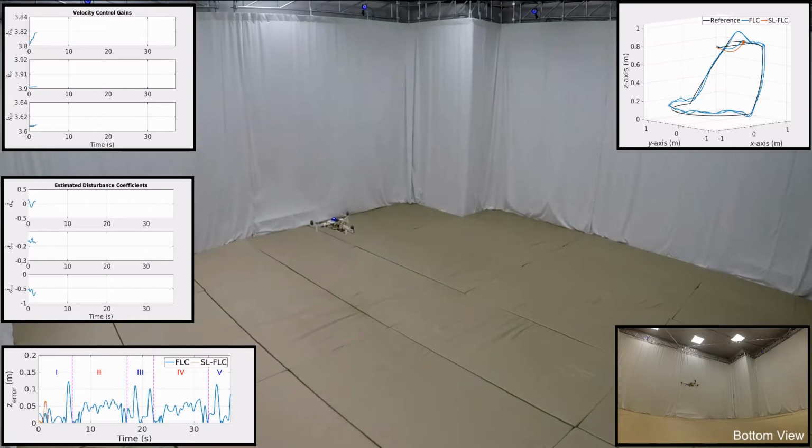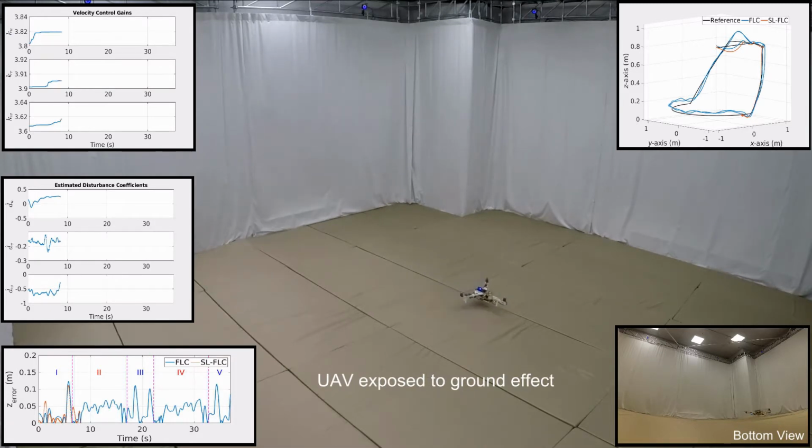The second scenario involves the introduction of ground effect disturbance. In this experiment, the UAV tracks a circular trajectory involving 2 heights, wherein the ground effect disturbance is experienced when it flies in proximity to the ground.